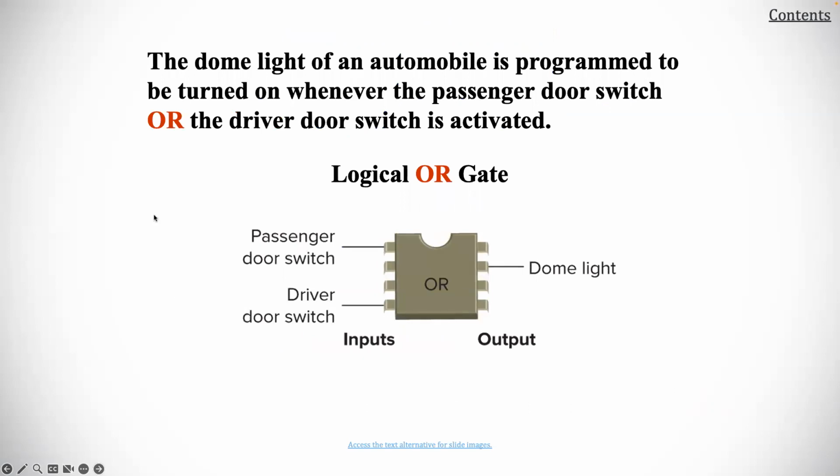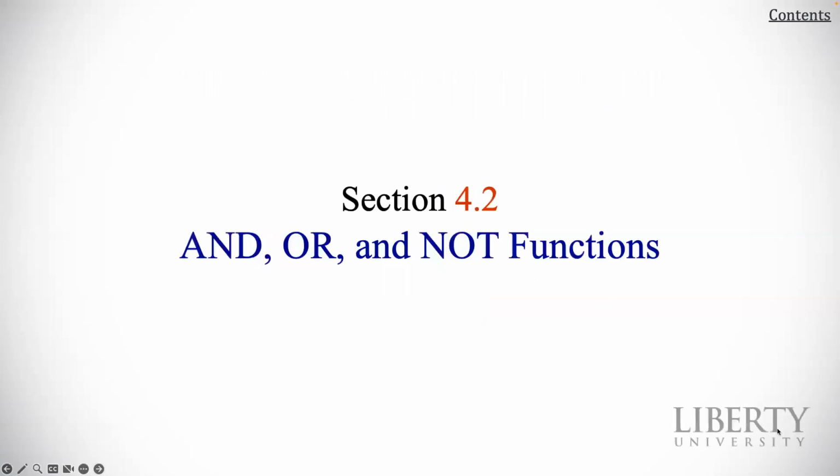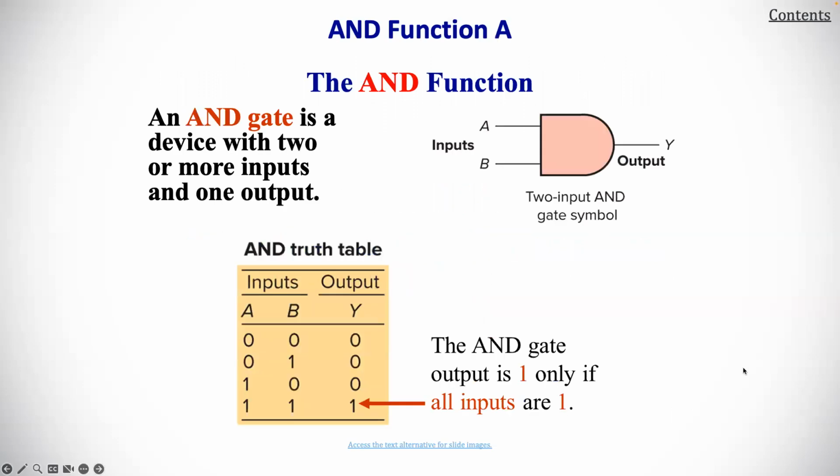But what about the dome light in a car? It's trying to represent an OR. Either the passenger door or the actual switch itself can turn on the dome light. Maybe you hadn't thought about it, but you actually have some familiarity with the AND and the OR. Now let's talk in a little more detail about how these different types of functions work.